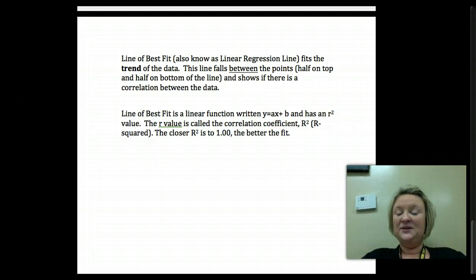A line of best fit, which you're going to use your calculator here in a while to find, is written in a linear function, y equals mx plus b. The calculator says y equals ax plus b, and it has an r squared value on the calculator. That r value is called the correlation coefficient, and the closer it is to 1, the better fit that line is to your data. You want a good fitting line to your data because that line of best fit is used to predict future data.